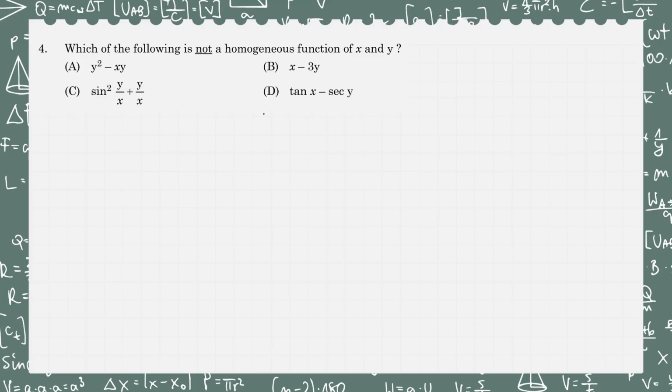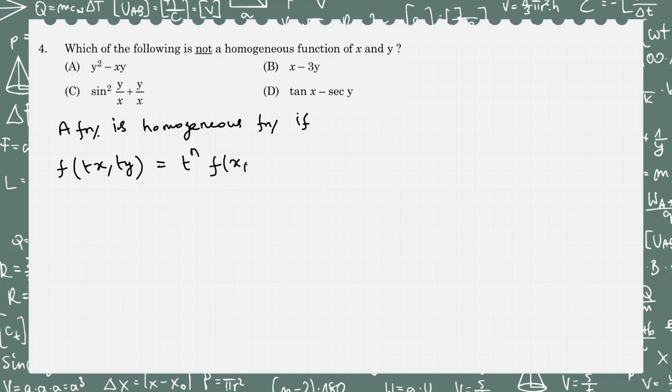Which of the following is not a homogeneous function of x and y? First of all, we should know what is the definition of a homogeneous function. So a function is homogeneous if f of tx comma ty equals t power n times f of x comma y. So whichever function given here obeys this rule, we can accept that is a homogeneous function, and which is not obeying, we will say that is the required answer.